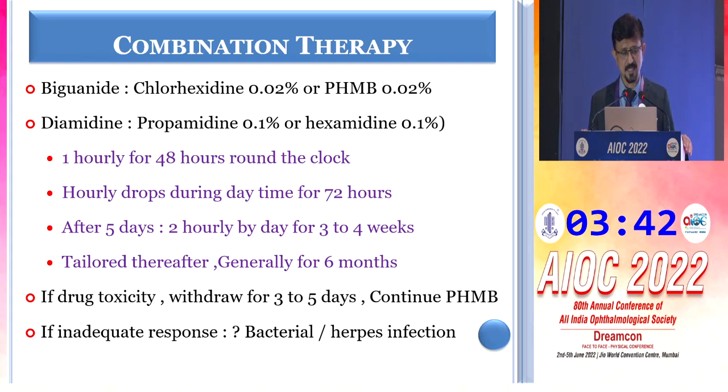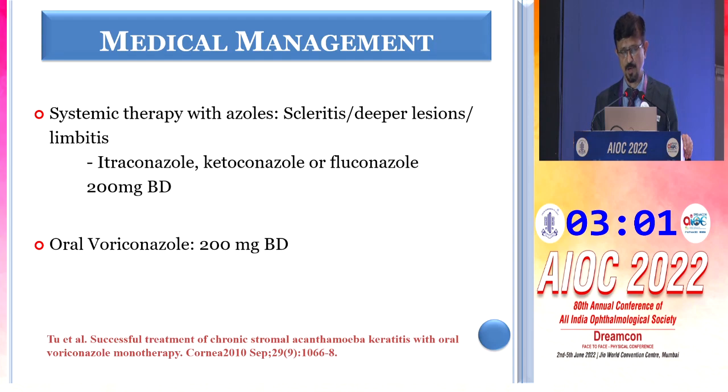As far as treatment is concerned, it is definitely a challenge because many times we don't get these definitive drugs. Biguanide is the treatment of choice, chlorhexidine or PHMB, 0.02%. PHMB normally is not available in the market, but there is a company called Arch, which sells PHMB in a concentration of 20%, and that can be bought and made 0.02%. Diamidines, again, not freely available, but if it's available, it can be used. And both the drugs can be used as a combination therapy, one hourly for 48 hours, and then, of course, you can reduce depending upon the response.